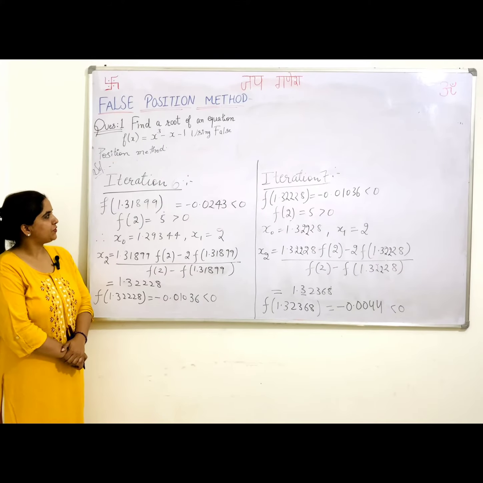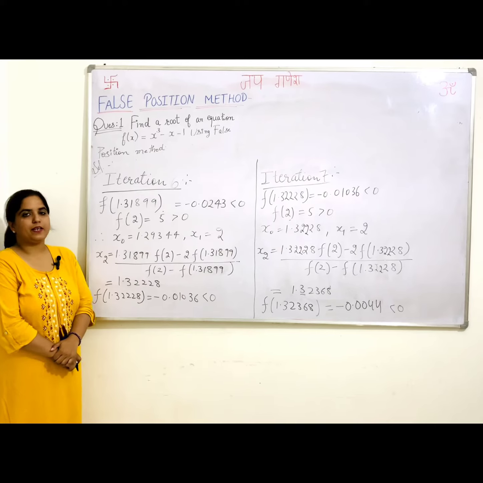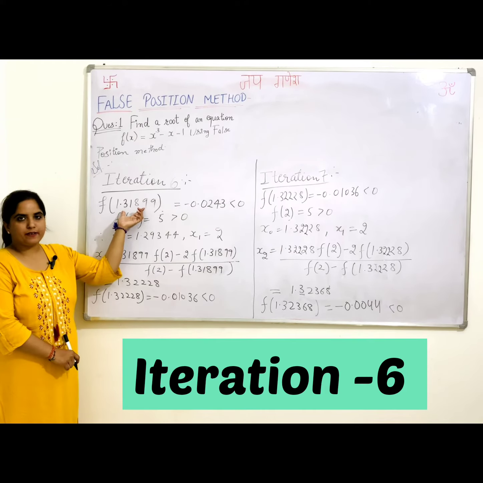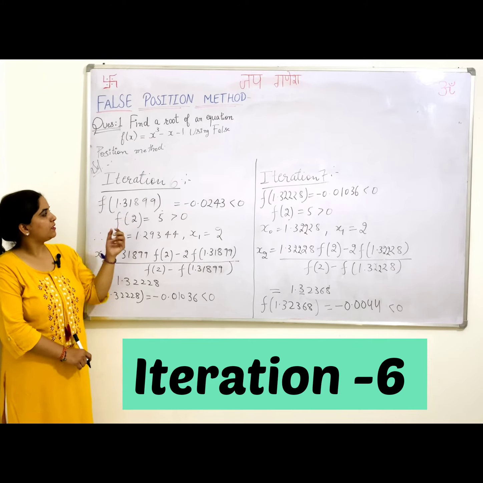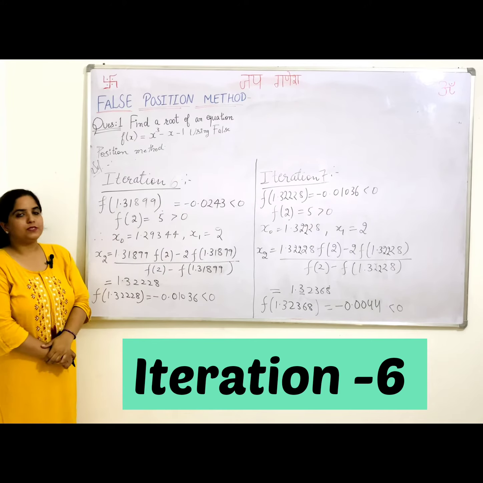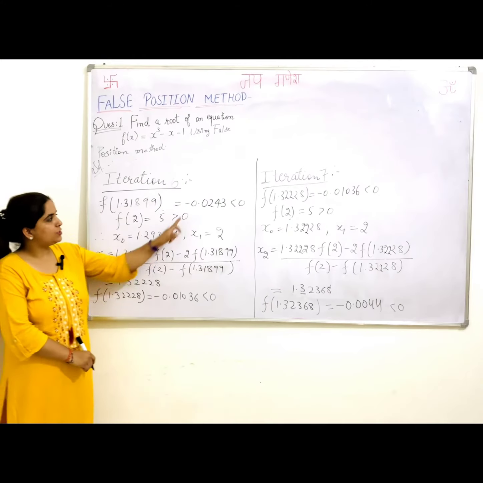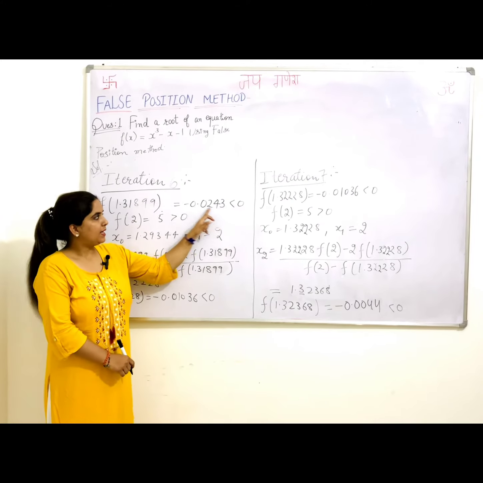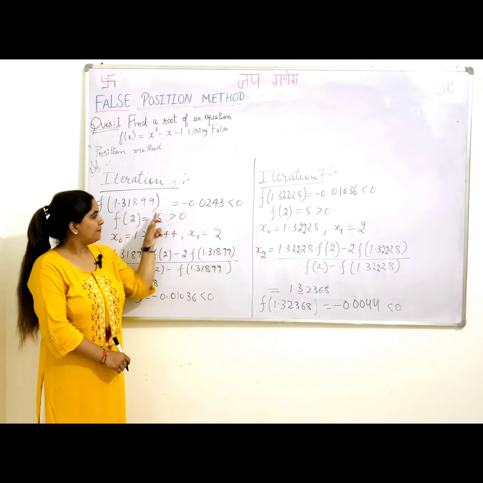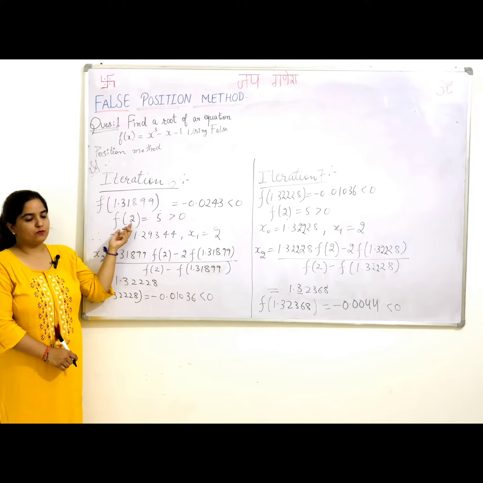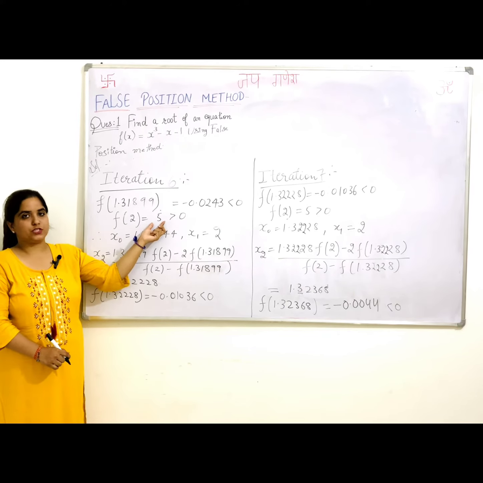In the previous equation we have stopped at 1.31899. So again same process, whatever value we get, put that again in the given equation. 1.31899 will be substituted in x cube minus x minus 1. Answer will be minus 0.0243. Again a negative one will be combined with one and only one positive value of this question, that is f of 2, which is giving us a positive value, which is 5.